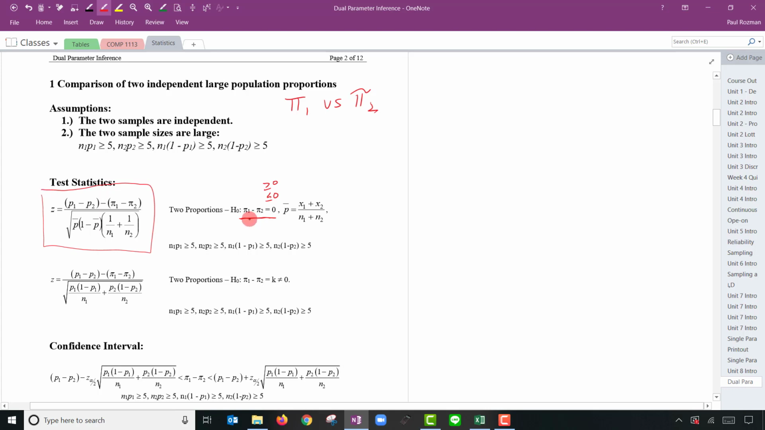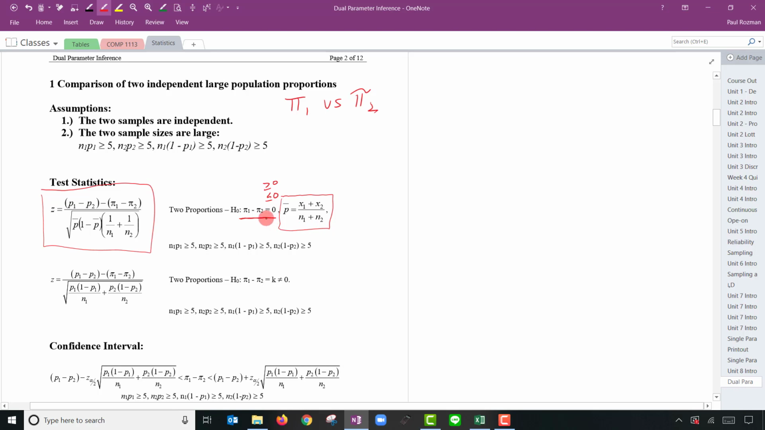When the null hypothesis is that the two proportions are essentially equal, that means that the two groups are essentially equal, and we can pool all of our data together and have this thing called a pooled sample proportion. Basically combine your successes from the two groups and combine your sample sizes of the two groups.